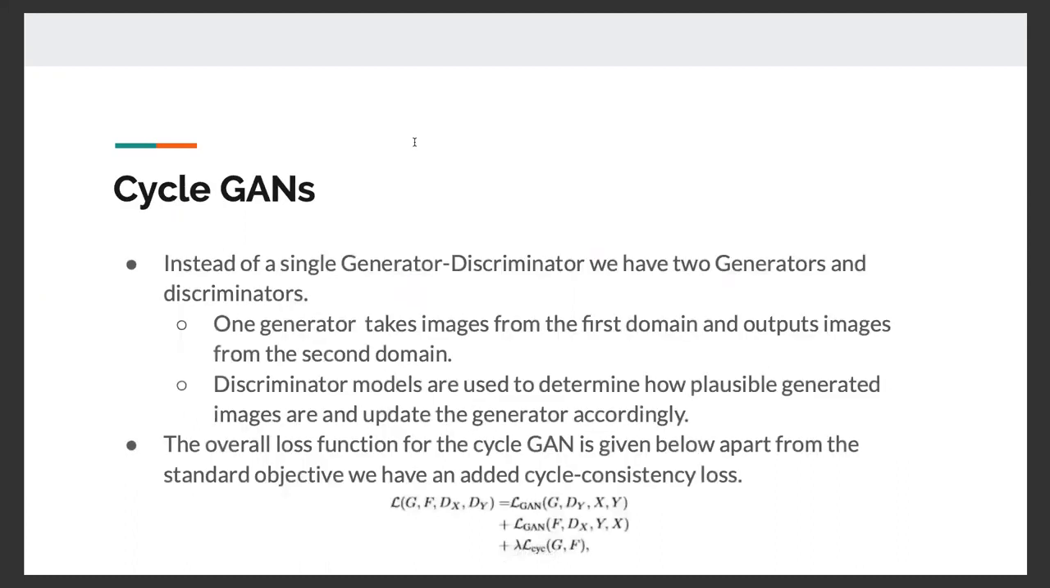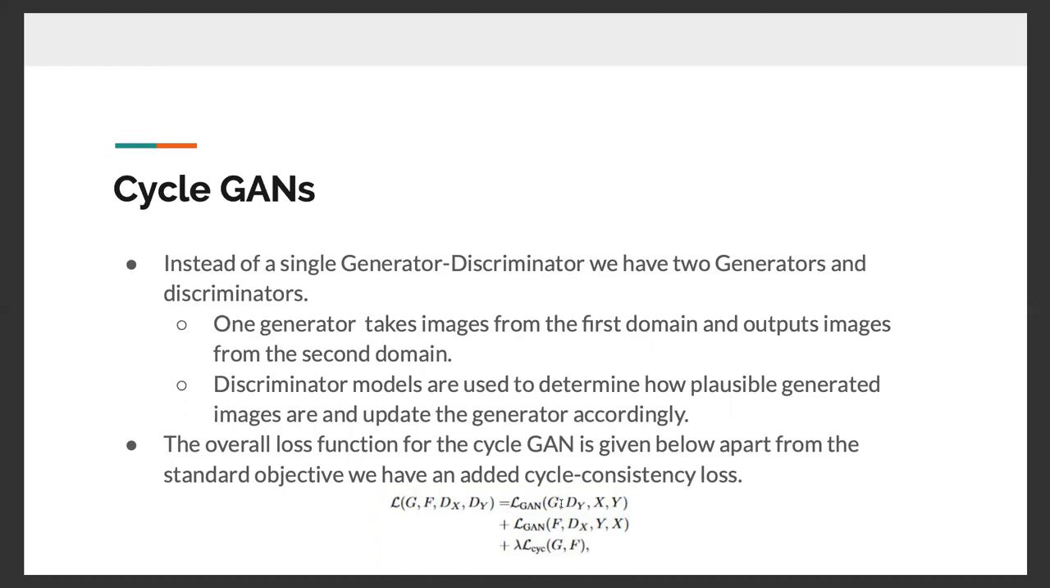So first of all, let's look at the CycleGANs. Instead of a single generator and discriminator network, we have 2 generators and 2 discriminators. One generator takes the images from the first domain and outputs the images from the second domain, the domain we want. And the discriminator models are used to determine how plausible the generated images are and update the 2 generators accordingly. The overall loss function for a CycleGAN has some more terms than the original GANs, and this is given below in this formula.